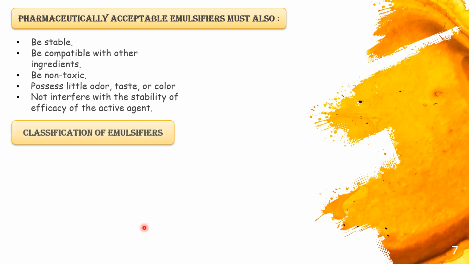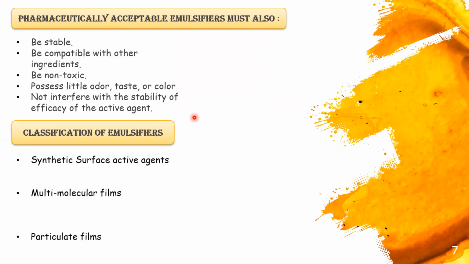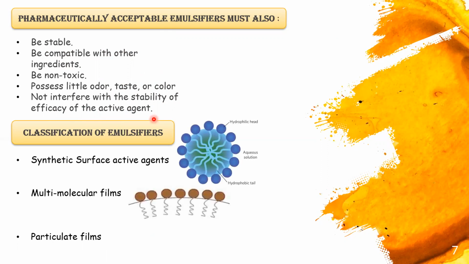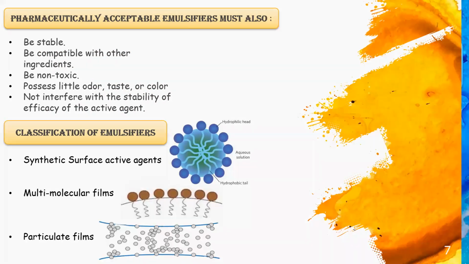So pharmaceutically acceptable emulsifiers can be of the following categories. They should have the following compatible properties. They should be stable, they should be compatible with other ingredients, they should be non-toxic, they should have less odor, less taste and color. They should not interfere with the stability or efficacy of the active agents. So normally we classify emulsifiers as synthetic surface active agents, multimolecular films, and particulate films.